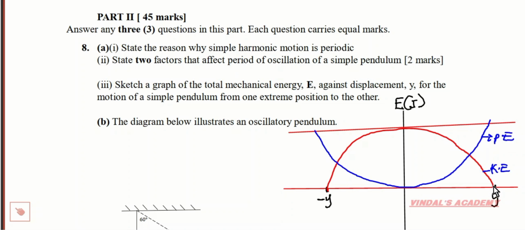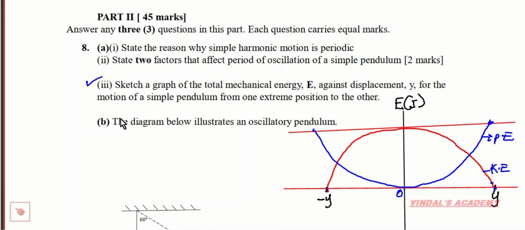Why? Because this particular curve is the kinetic energy and it is 0 at point Y and also 0 at minus point Y. But this blue line is potential energy. It is maximum at point Y but 0 at the origin. Kinetic energy is maximum at the origin, but 0 at this point and 0 at this point, while potential energy is 0 at the origin, maximum at this point, and maximum at this point. So this is the graph they want us to draw.